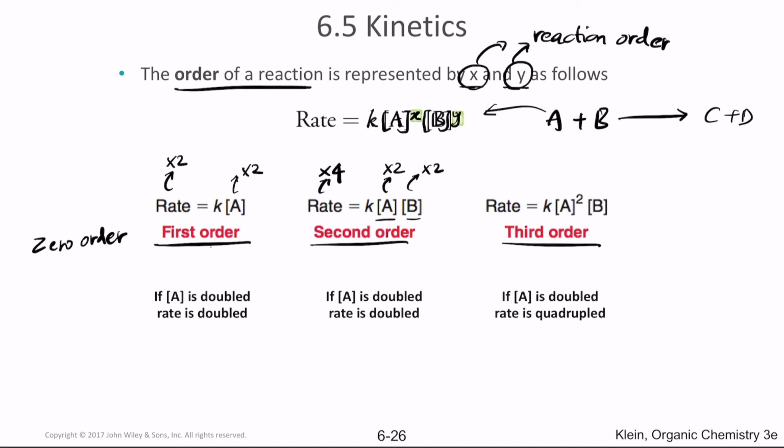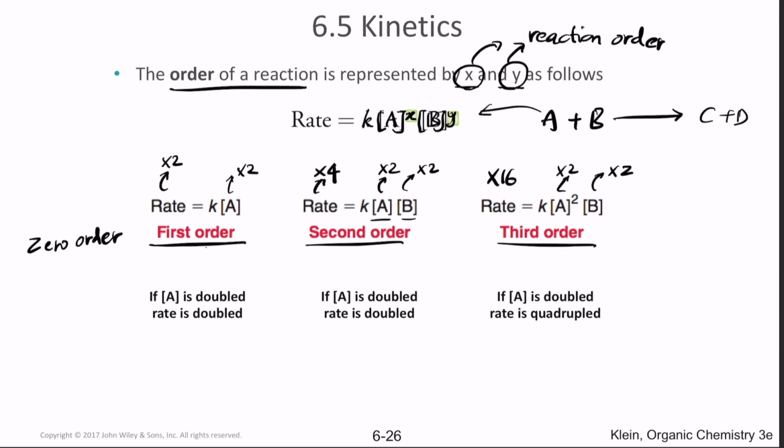In a third order reaction, if you increase the concentration of A by 2 and the concentration of B by 2, the rate of reaction will increase by 2 to the power 4, which is 16 times. So this is the idea behind first order, second order, and third order reactions.